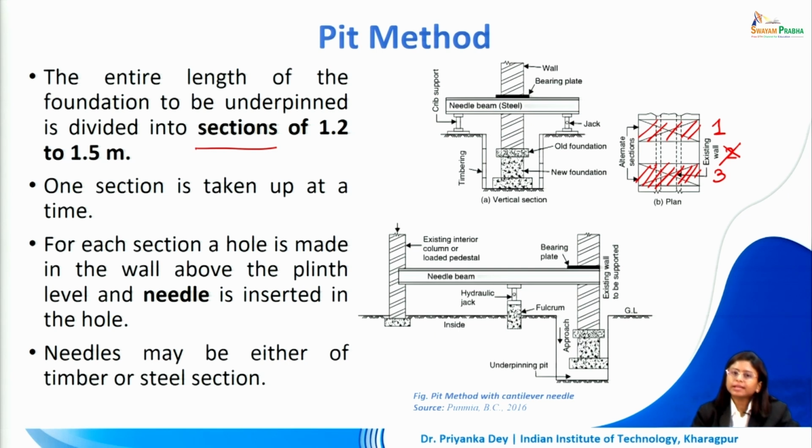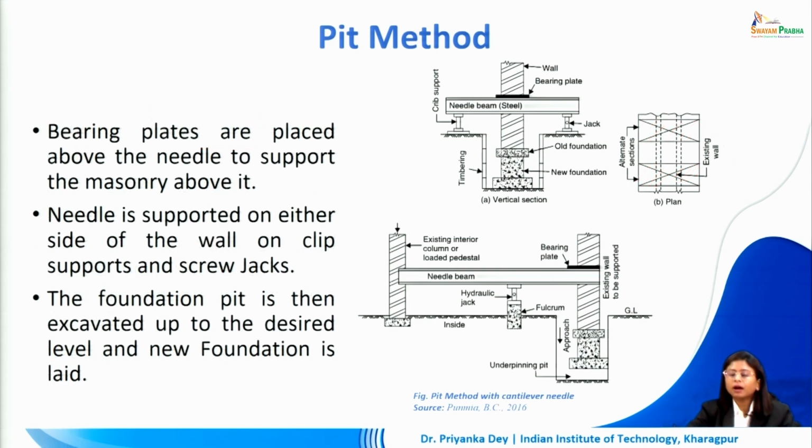Now for each section, a hole is made in the wall right above the plinth level, and a needle is inserted into the hole. So we've already come across needles before when we were looking at dead shores. So we know that needles can be inserted through the wall. Here also a needle is being used to support the superstructure while we create changes to the foundation beneath. Now these needles can either be made up of timber or they can be made up of steel sections. Now bearing plates are placed above the needle to support the masonry above it.